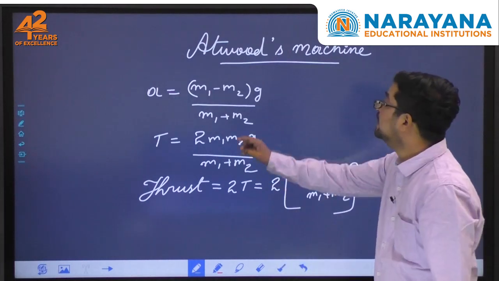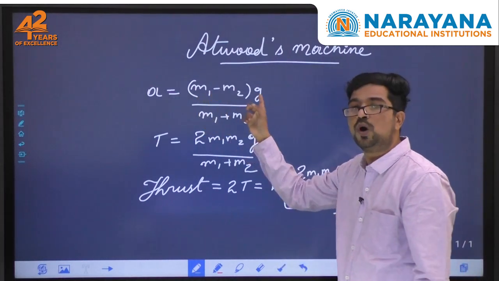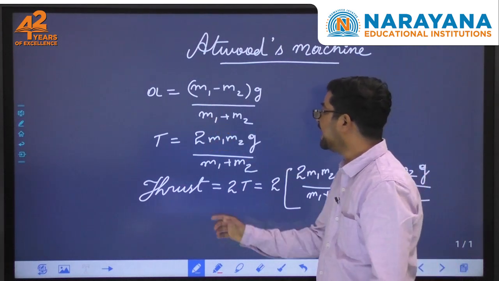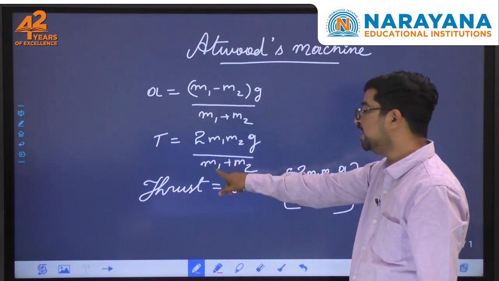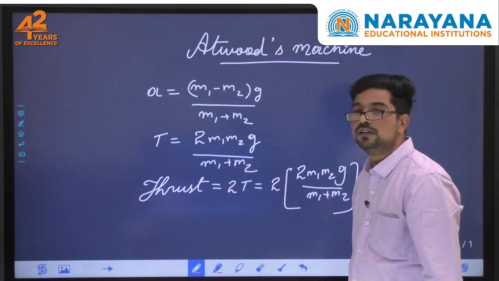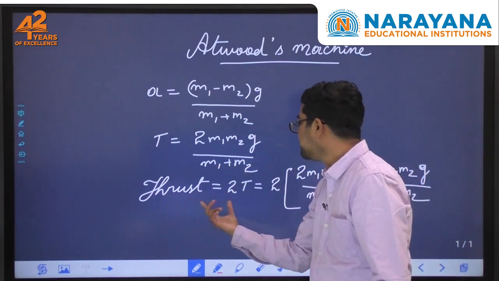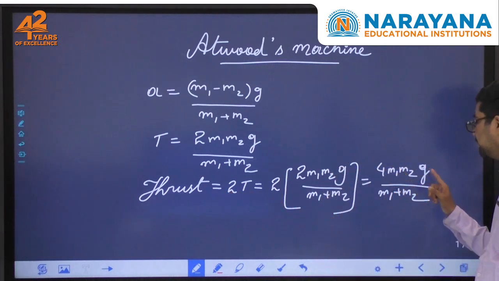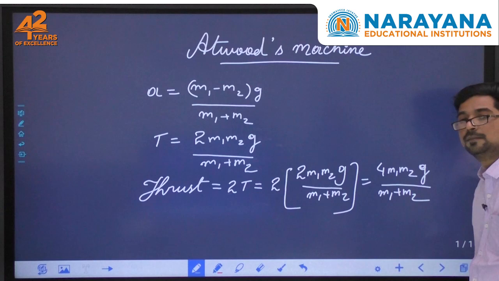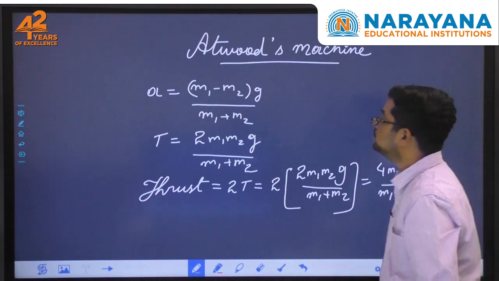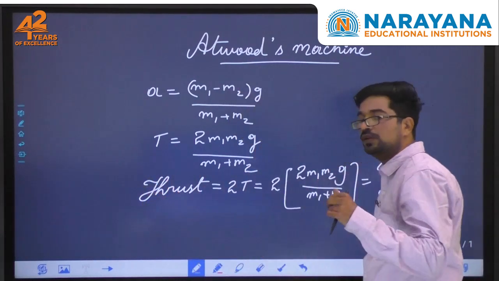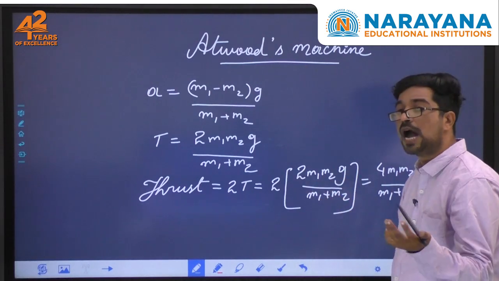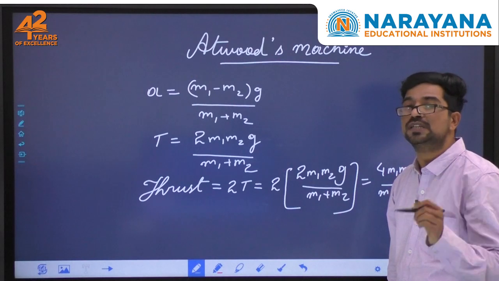So we got here a as (m1 minus m2) of g by the total mass. In the same way, tension as 2m1m2g by the total mass. Now thrust is the same as double the tension, so we get 4m1m2g by the total mass. Now see here, if the pulley is moving, for example, if the pulley is getting some kind of acceleration, moving up or down, then the equation changes.